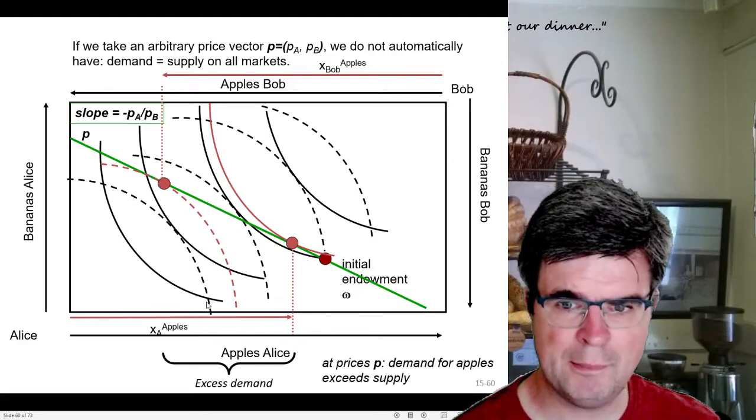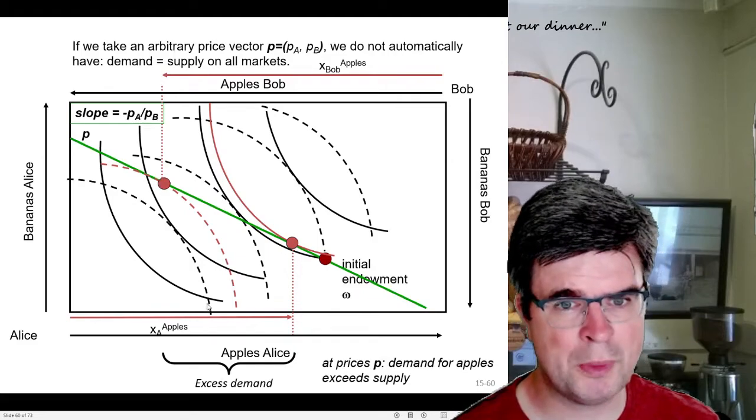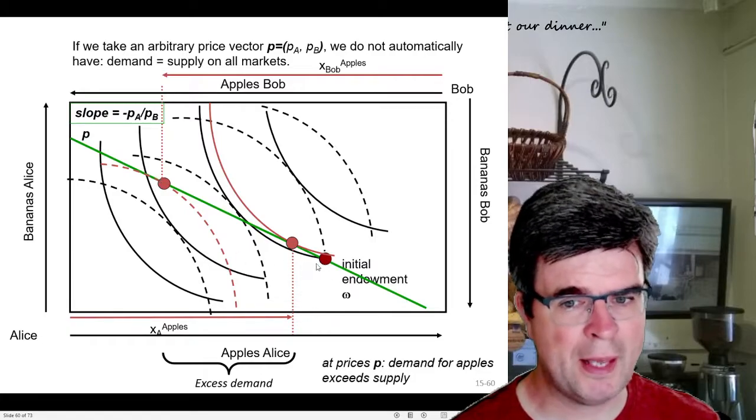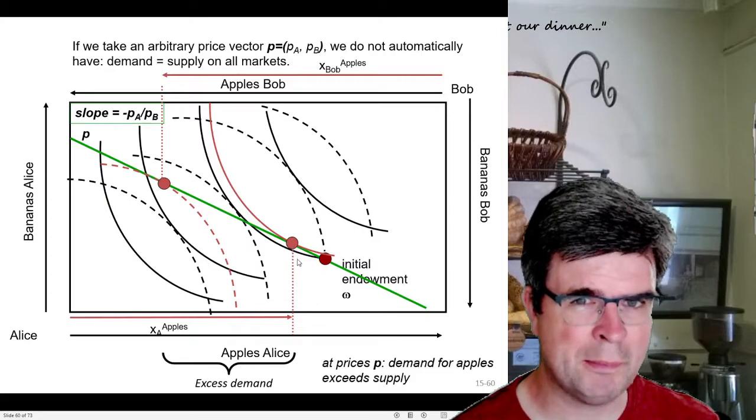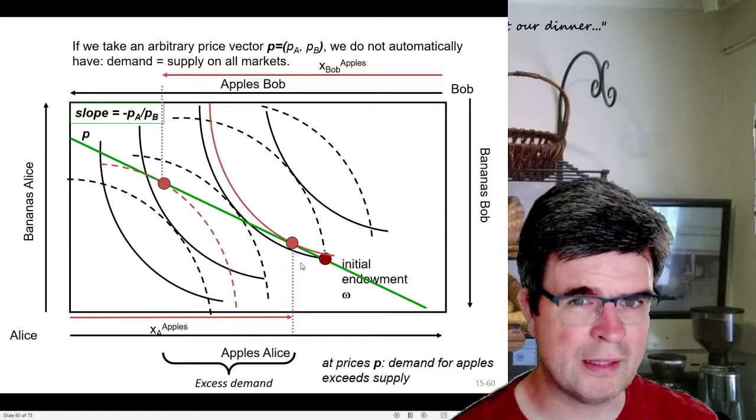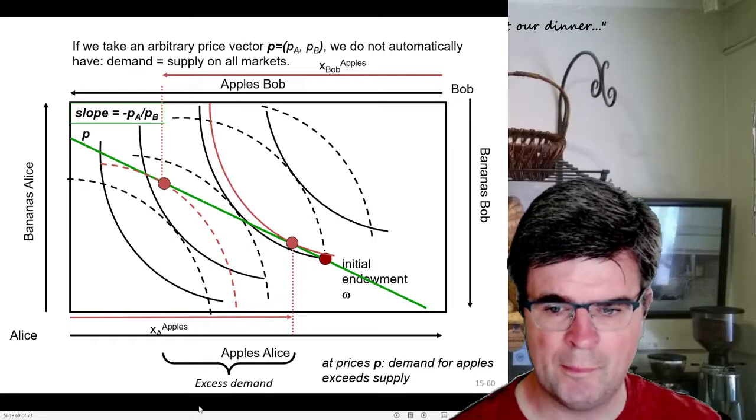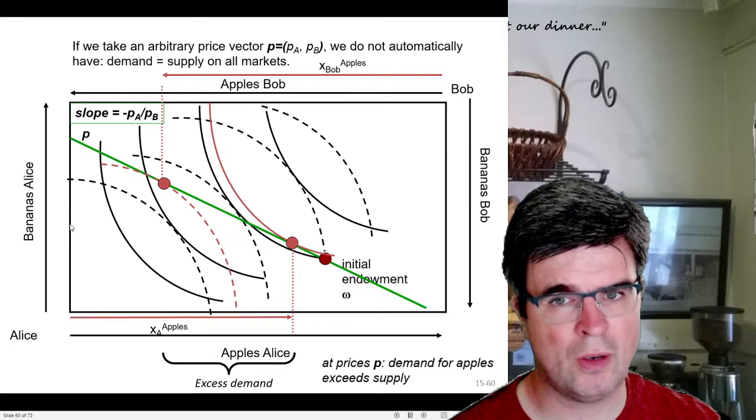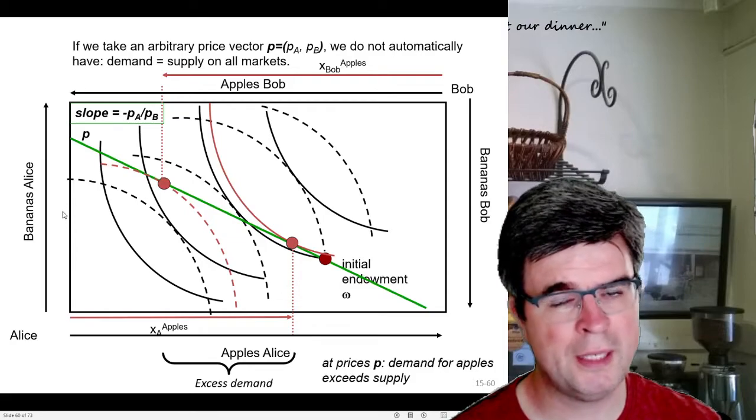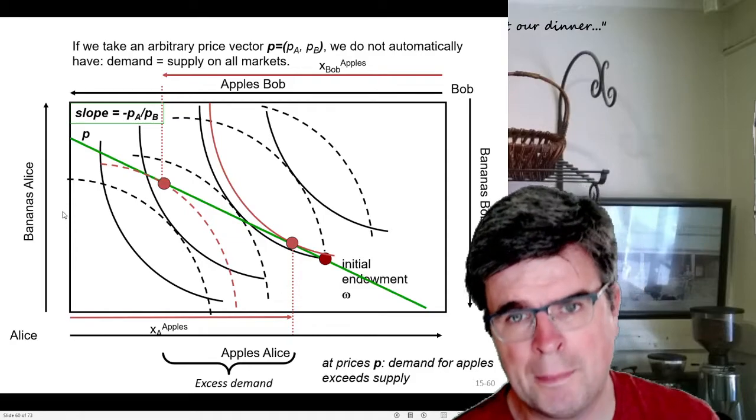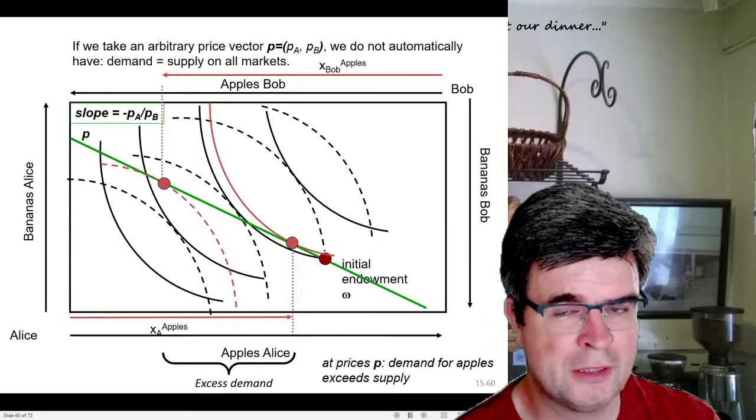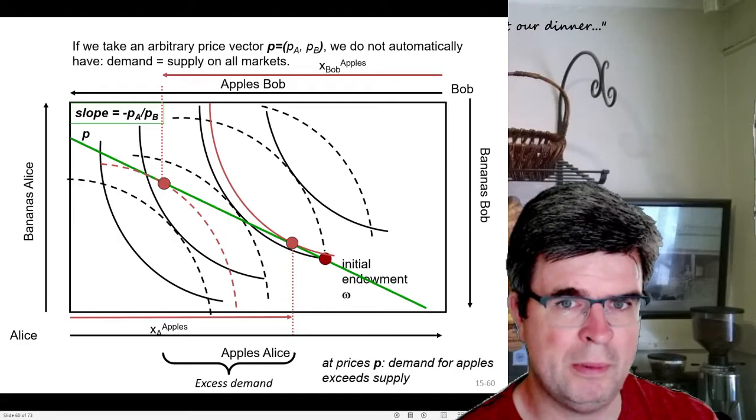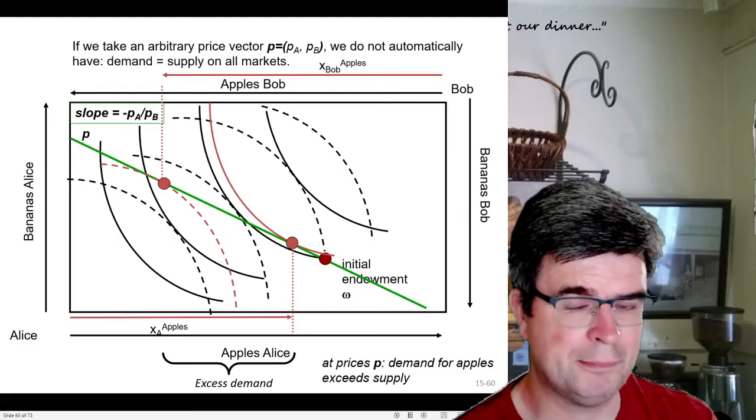At the same time, there's an excess supply of bananas, because Bob wants to sell quite a bit of his bananas and Alice doesn't want to buy that many bananas because bananas are relatively expensive. So there's an excess demand of apples and an excess supply of bananas. So both the market for apples and the market for bananas are not in equilibrium at the prices P_A and P_B. So what should happen?